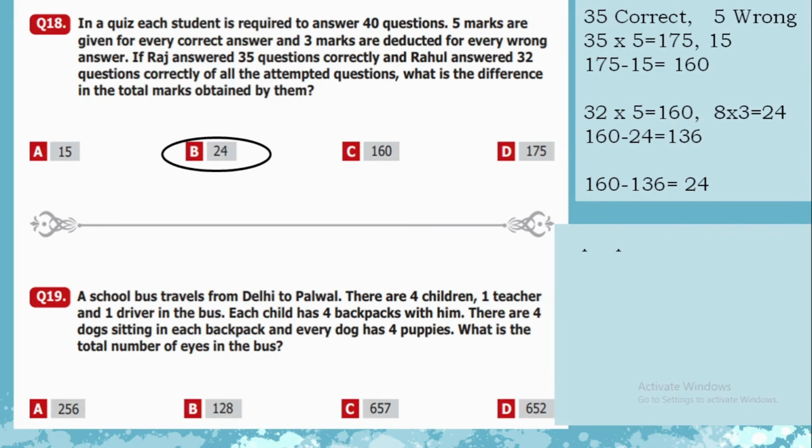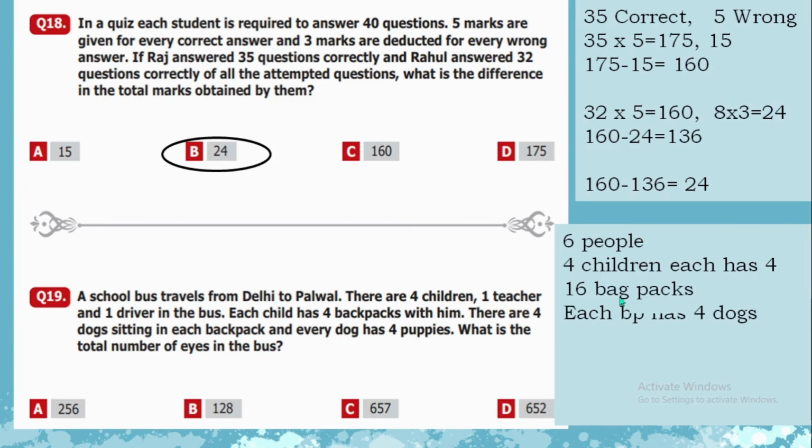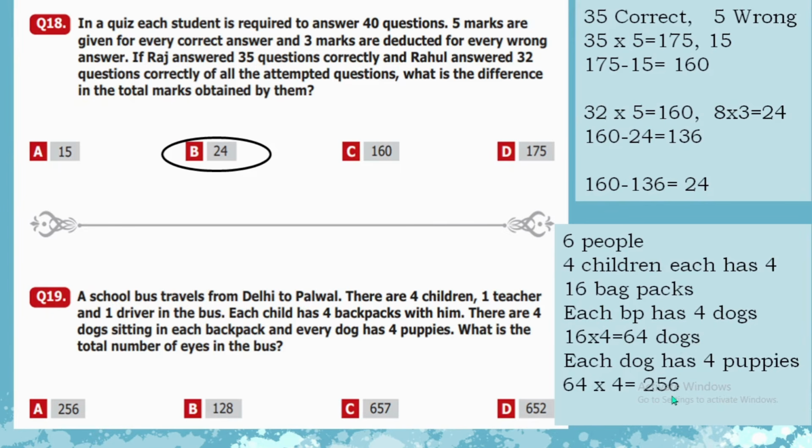So here, if we see that there are 6 people, out of which there are 4 children, and each child has 4 backpacks. It means there are 16 backpacks. Each backpack has 4 dogs. So 16 fours are 64. So there are 64 dogs. Each dog has 4 puppies. So 64 fours are 256 puppies. Now we have to add the numbers and then we will multiply the numbers by 2.